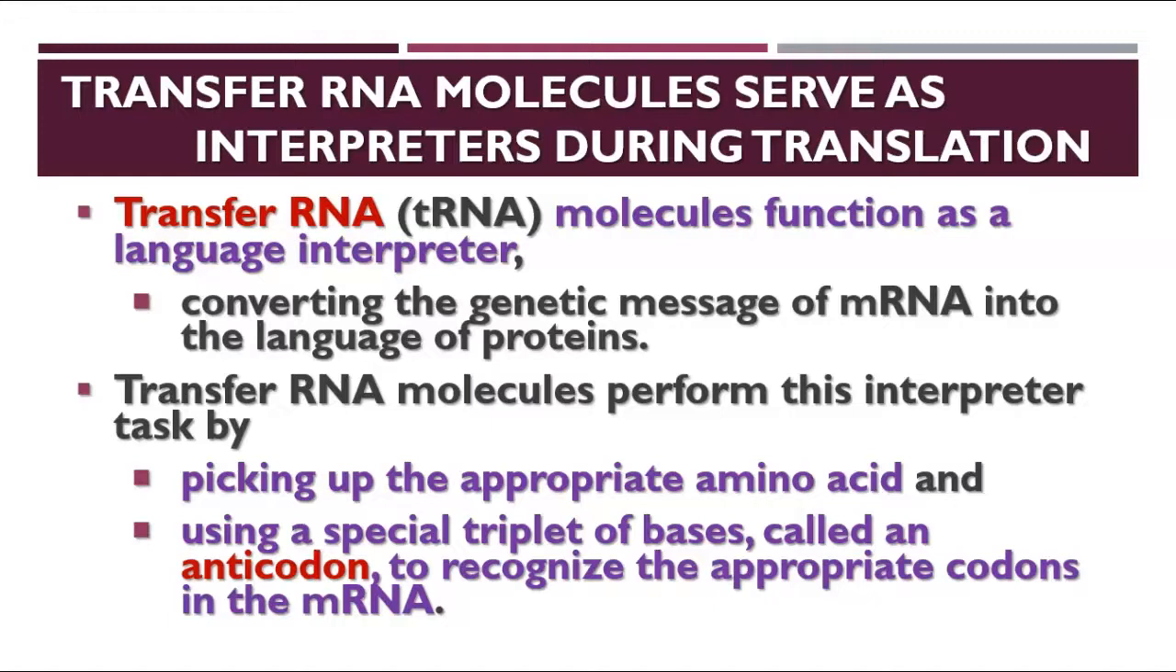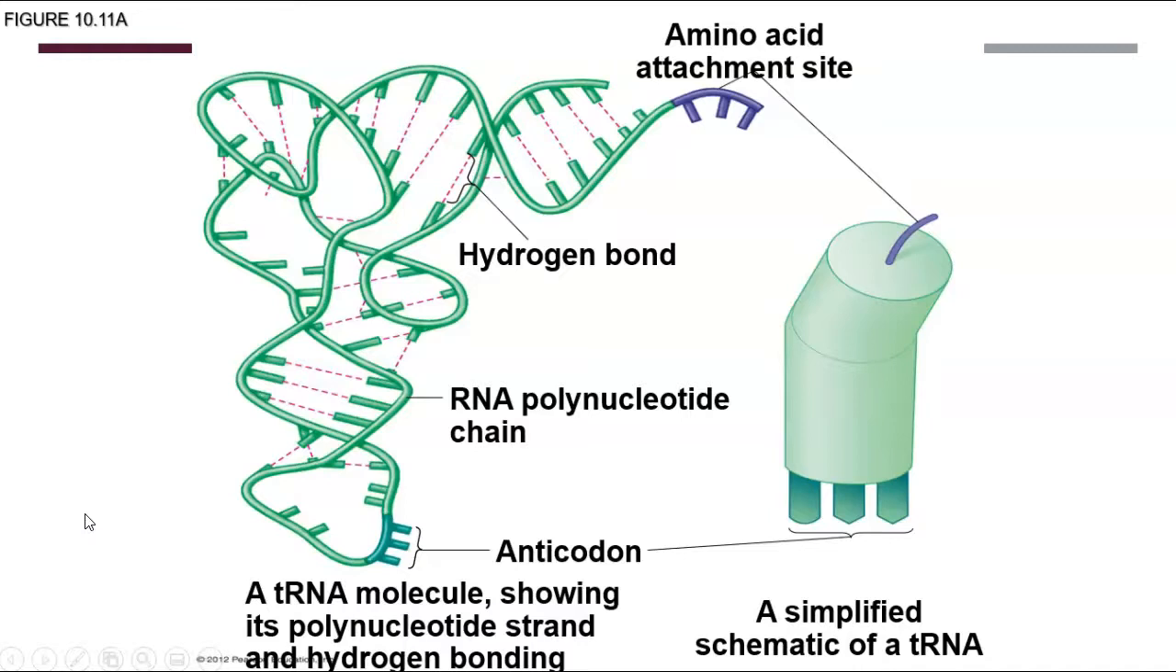They do this by picking up appropriate amino acids and then using a special triplet of bases called an anticodon to match up to the complementary codons in the messenger RNA on the surface of the ribosome. This is how your book represents transfer RNA. It shows at one end of the RNA molecule an amino acid attachment site that's specific for a certain amino acid, and at the other end an anticodon that is complementary to the messenger RNA. So if the messenger RNA is AAA, then the anticodon is going to be UUU, because U is complementary to A in RNA.